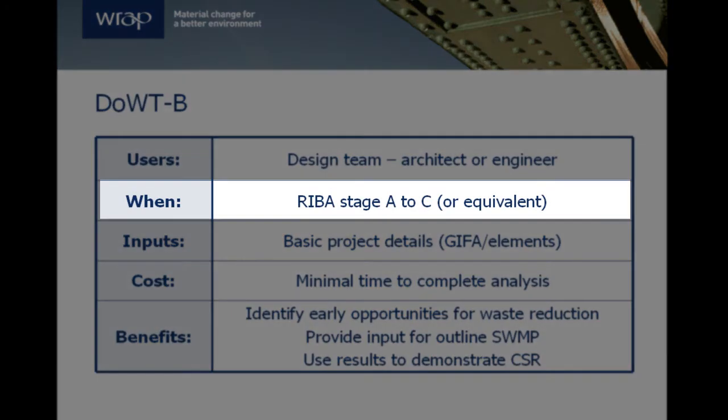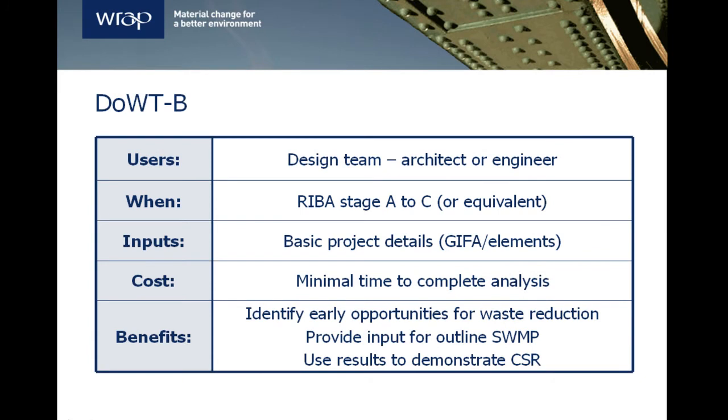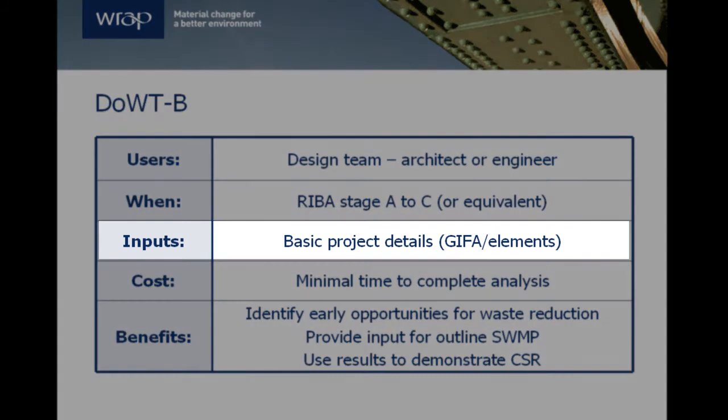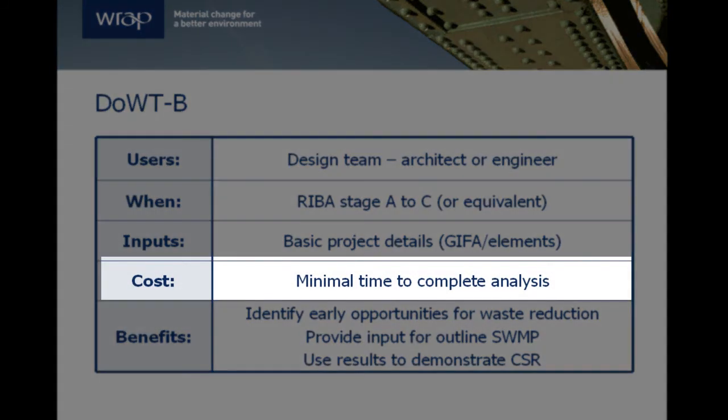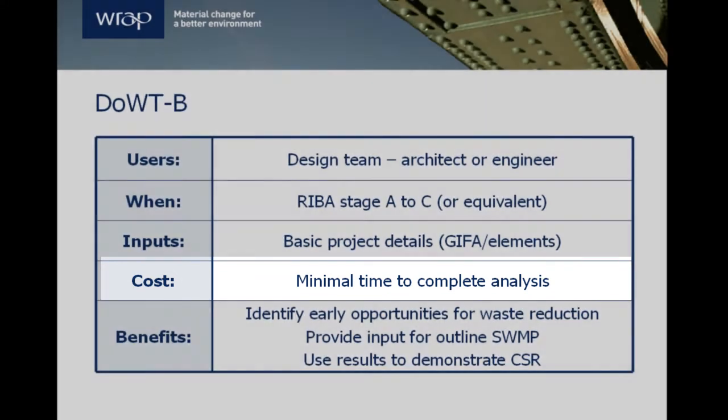The tool can be used during the outline or detailed design stages. If your project is at the detailed design stage and you have access to a cost plan or bill of quantities, you may choose to generate a more detailed waste forecast using WRAP's Net Waste tool. The Designing Out Waste tool for buildings requires the user to enter only basic project details that you are likely to know at an early stage in the design process. The tool requires only a few minutes' effort to generate an indicative waste forecast.